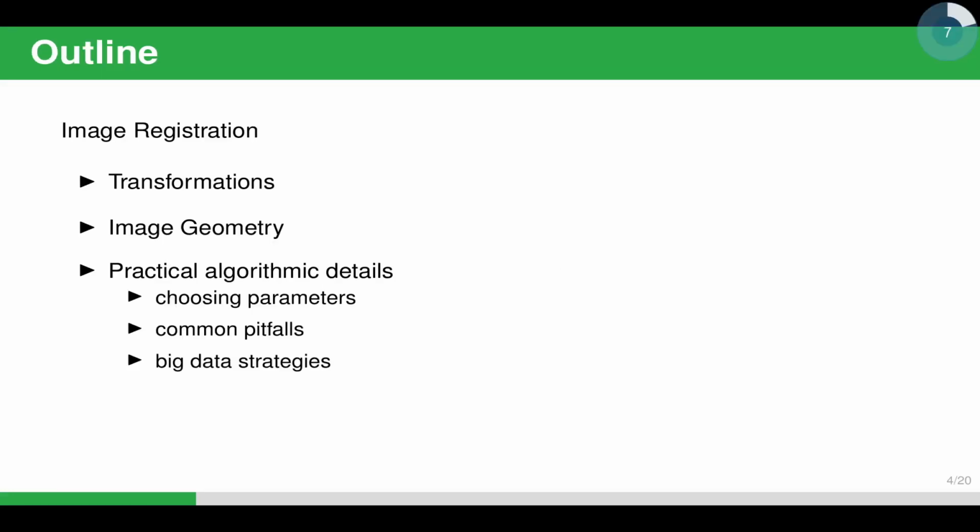So here's an outline for the rest of this lecture. We're going to first talk about transformations in general. Then we'll talk about image geometry, which is an important part of knowing how to apply transformations to images. And then we will look at some practical algorithmic details for image registration, in particular choosing parameters, common pitfalls, and big data strategies. These points will be mostly covered in the notebooks that you will work through during the practical part of the course.